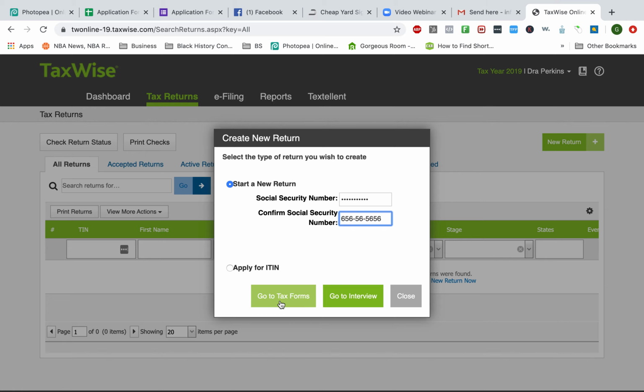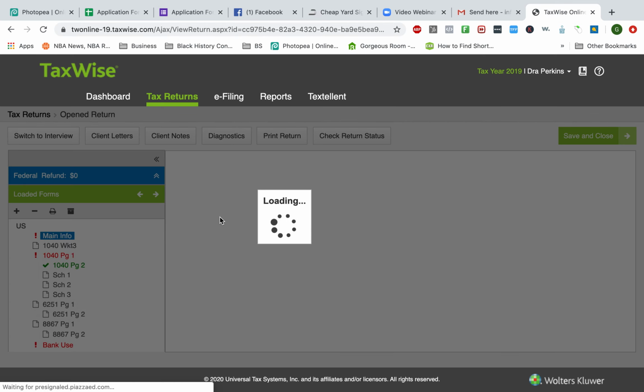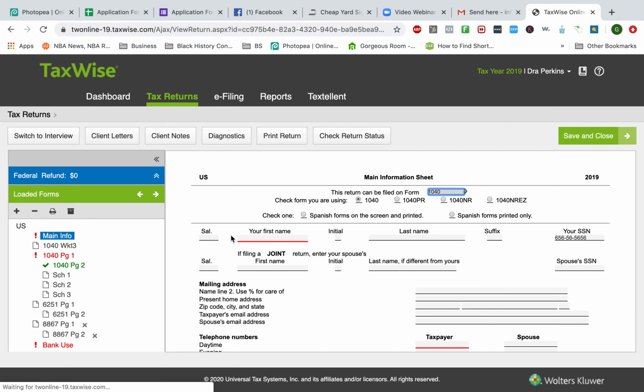And then I'll go to tax forms, not to interview. I'll go to tax forms. All right, so once this loads up, you'll see how easy and fast it is to do an estimate. So watch this. Don't really care about his name at the moment, okay? Even though this guy's name is John, which is very ironic, I'm gonna put John Doe.